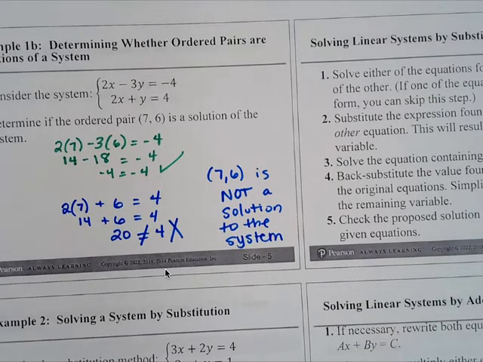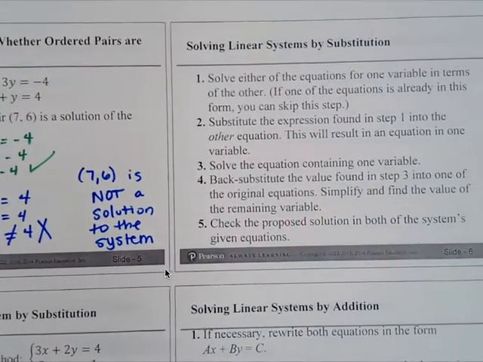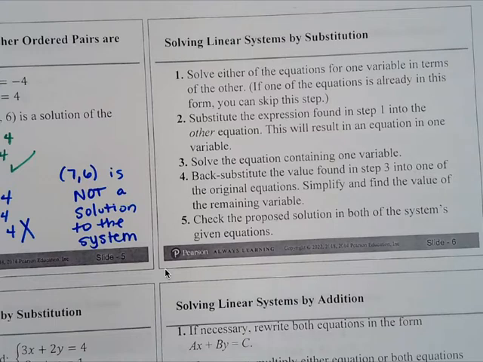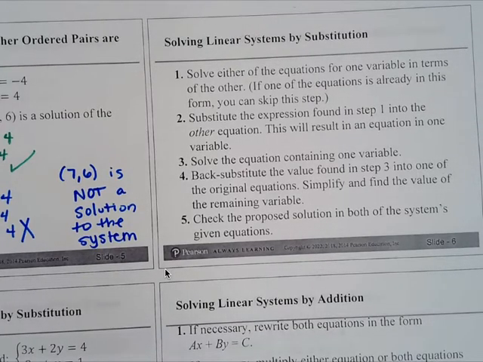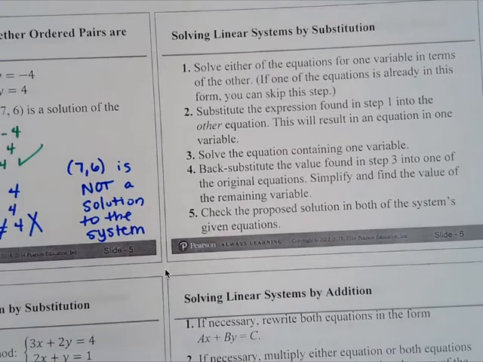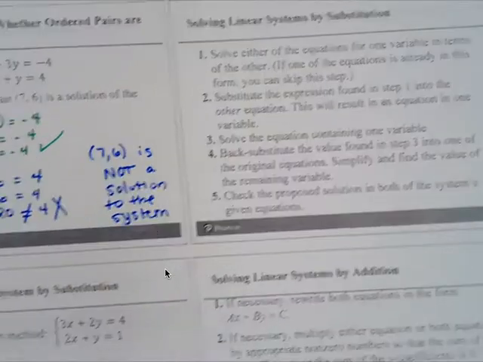To solve a system by substitution, so this is the method. Solve either equation for one of the variables, and then you can substitute that expression into the other equation, and then solve for one of the variables, substitute in the solution to solve for the other variable, and then make sure to check your x and y to make sure that is the solution to the system.